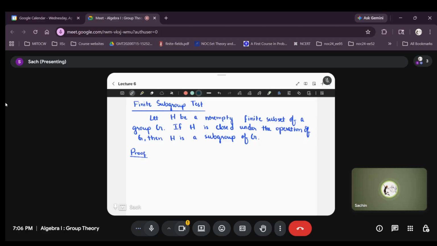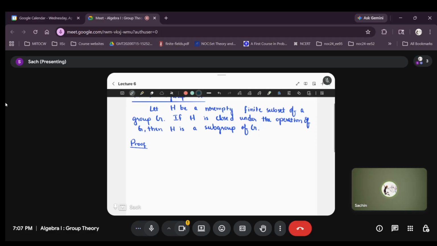Now in the two-step subgroup test, we had to show closure and the existence of inverse. But here I am saying if the subset is finite, then I don't need to show that an inverse exists. That means if you show that for a finite subset H, each element will always have an inverse within the set, then I don't need to check for the inverse also, just closure is enough.